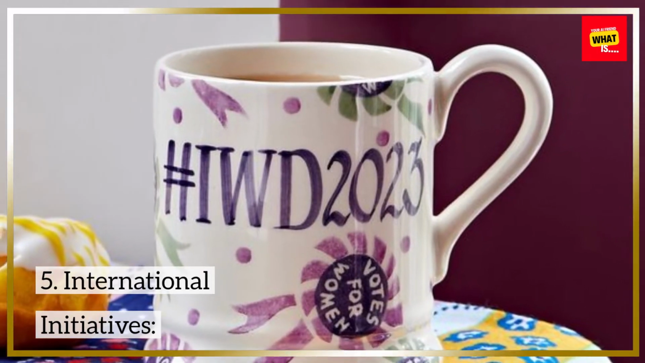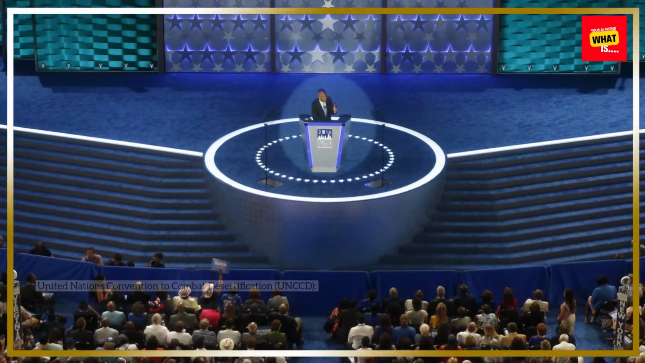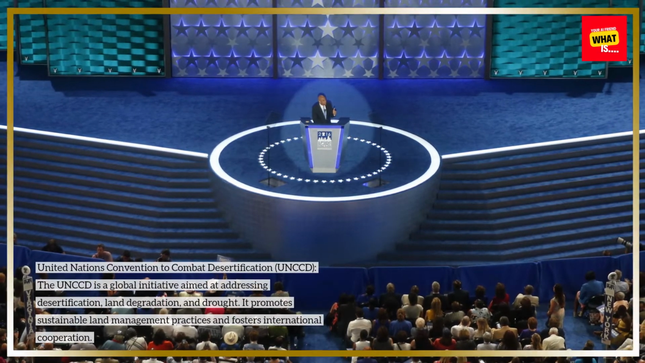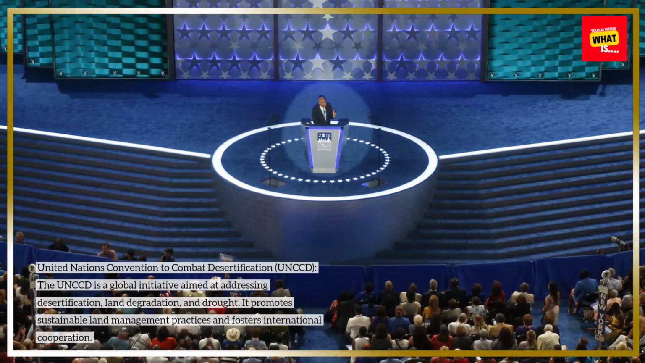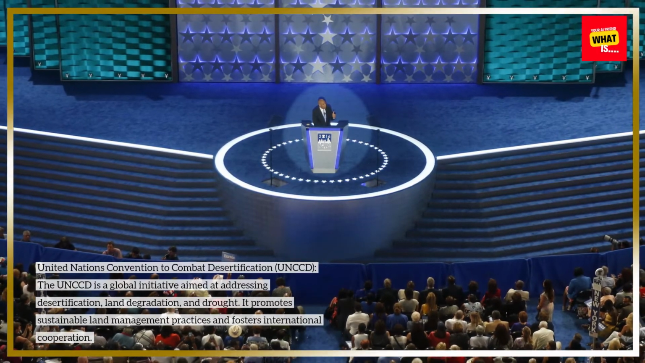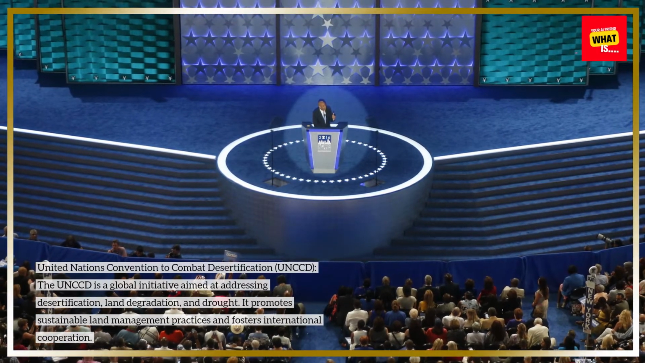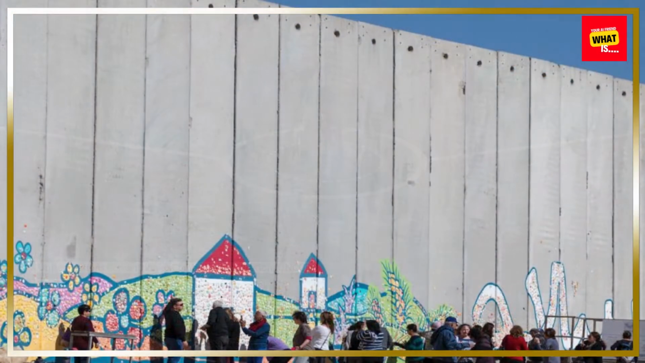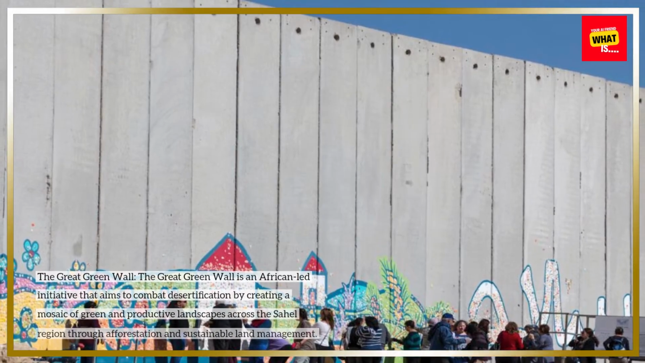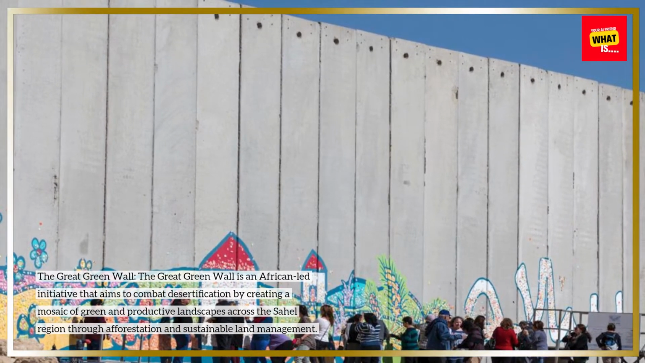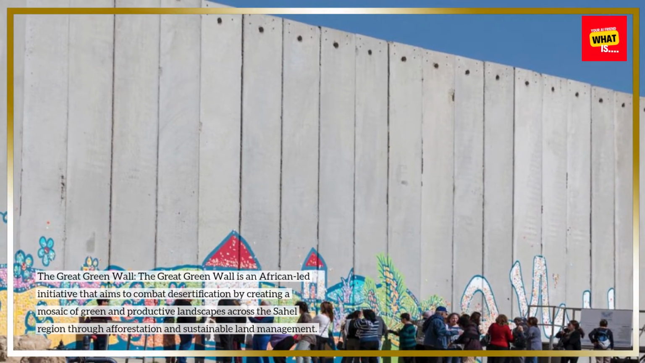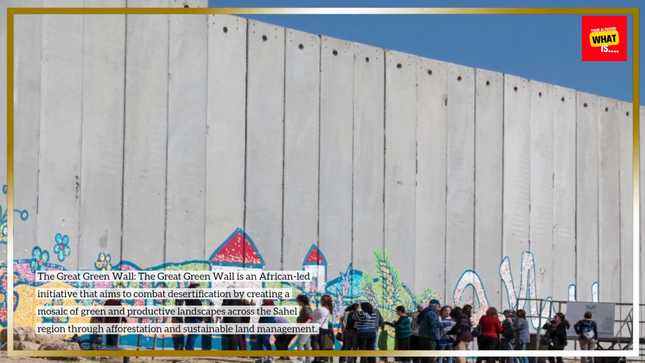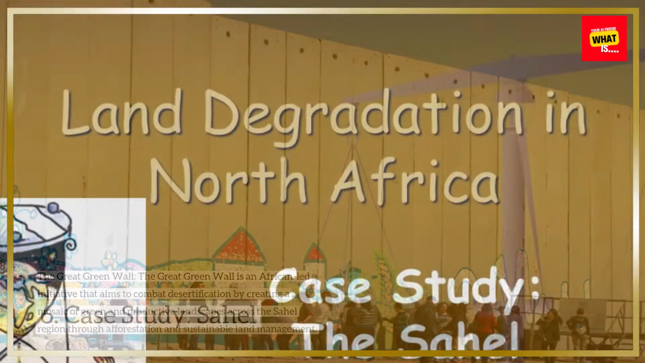5. International initiatives. United Nations Convention to Combat Desertification, UNCCD. The UNCCD is a global initiative aimed at addressing desertification, land degradation, and drought. It promotes sustainable land management practices and fosters international cooperation. The Great Green Wall. The Great Green Wall is an African-led initiative that aims to combat desertification by creating a mosaic of green and productive landscapes across the Sahel region through afforestation and sustainable land management.